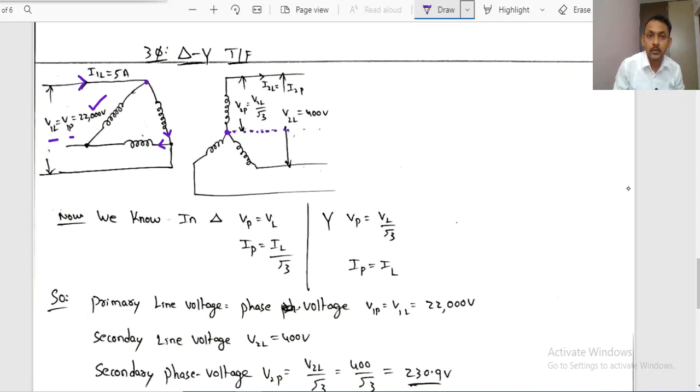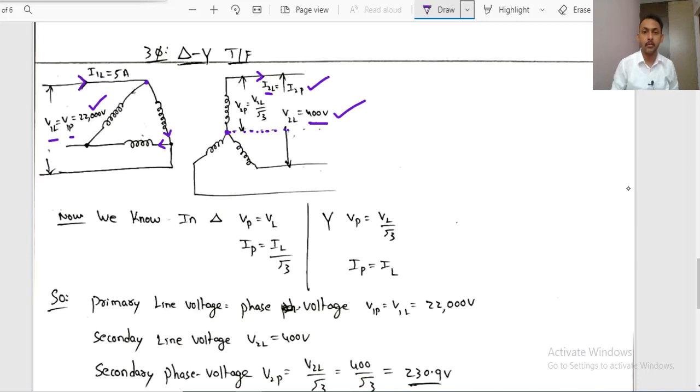Now this is the current flowing in the secondary, the line current I2L. Of course, this is a star, so whatever current flows in the line is also the same as I2 phase. But he has specified that the voltage between two lines, 400 volts, is important. So obviously, the phase value between line and neutral is line value by root 3, VL by root 3. So 400 by root 3 will be our secondary side phase voltage.